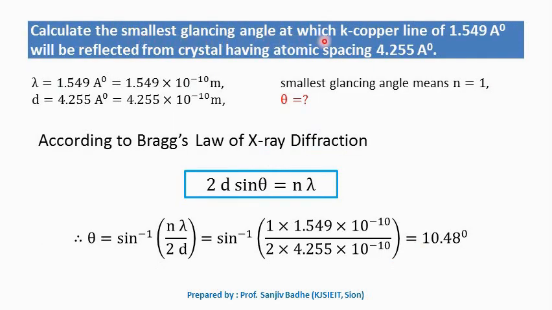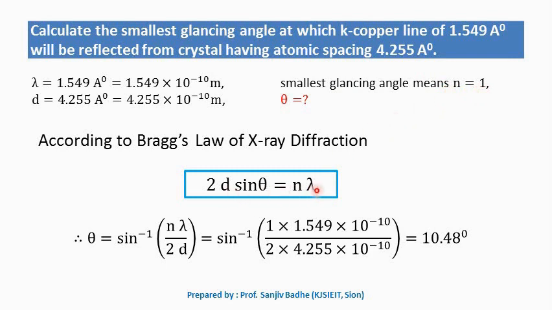Calculate the smallest glancing angle at which K copper line of 1.549 angstroms will be reflected from crystal having atomic spacing 4.255 angstroms. So let us collect the data from the problem. Wavelength is given as 1.549 angstroms. The atomic spacing, that is d, is given as 4.255 angstroms. The smallest glancing angle means n will be equal to 1.